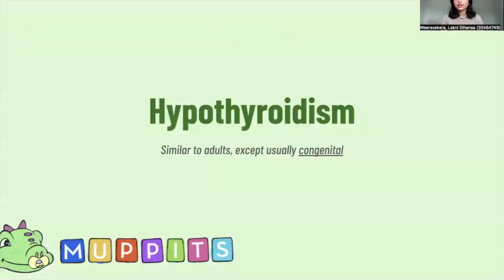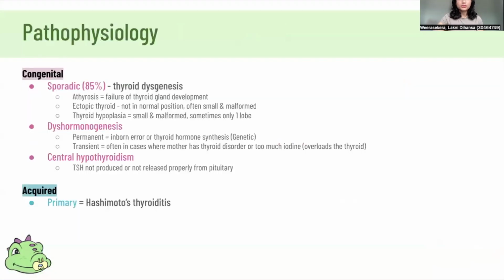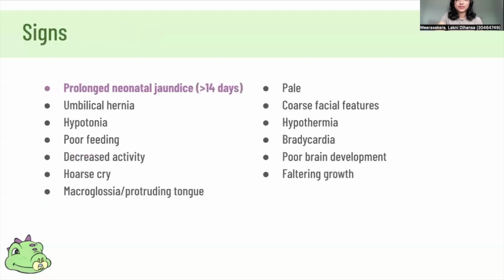Okay, so the next topic we're going to talk about is hypothyroidism. This is quite similar to adults, except it usually tends to be congenital in kids. So the main cause is thyroid dysgenesis. There are many different types, but I'll leave it at that. Also, you can get dyshormonogenesis and central hypothyroidism. So those are the congenital causes. And in terms of acquired causes, you can have primary, which is Hashimoto's thyroiditis.